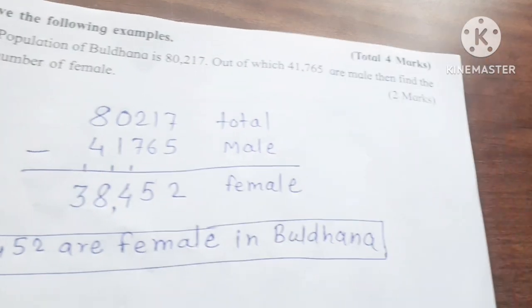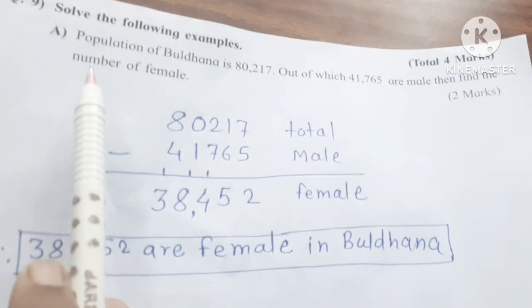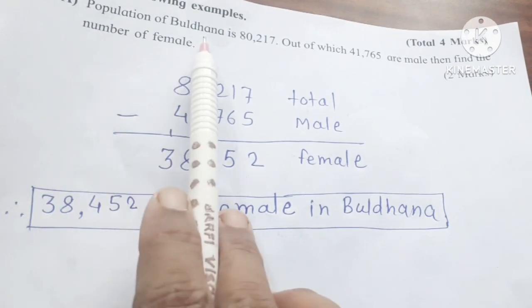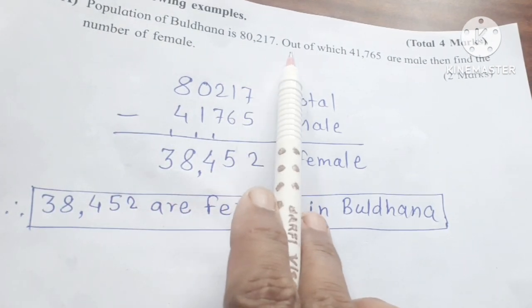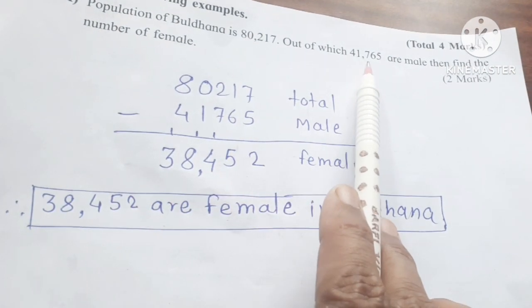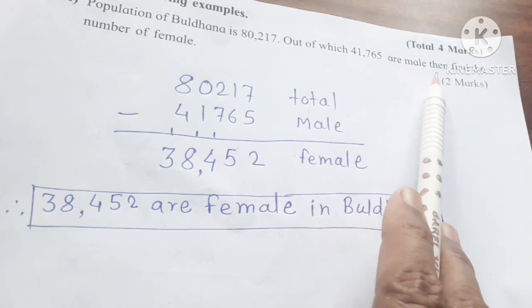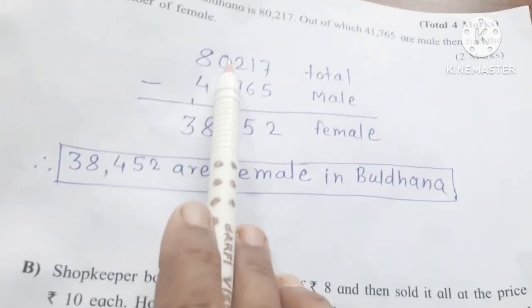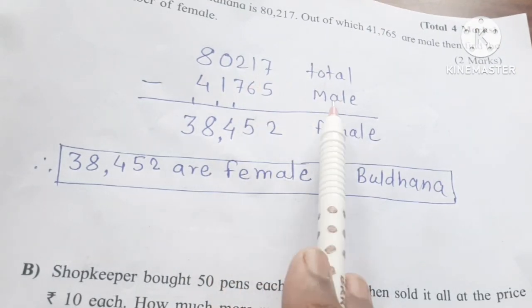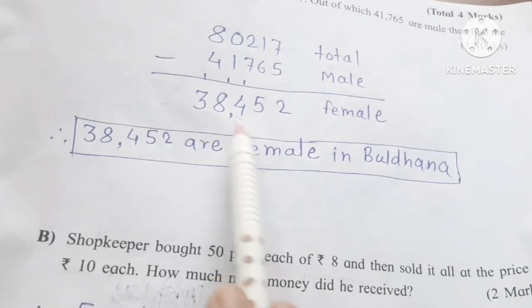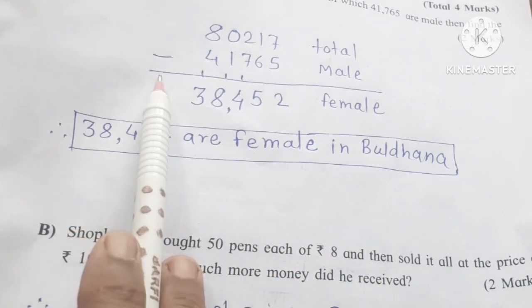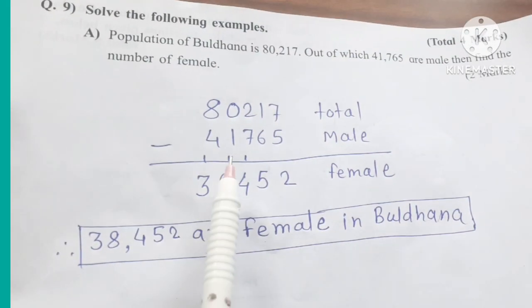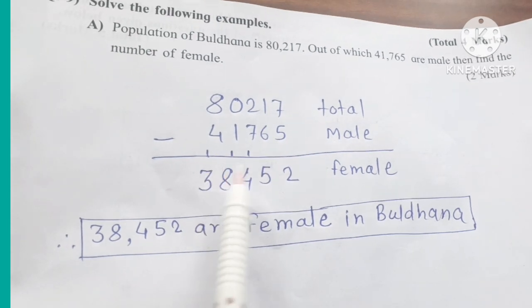Question 9. Solve the following examples. A. Population of Buldana is 80,217, out of which 41,765 are male. Then find the number of females. Here the total population of Buldana and the male number are given. We can find the females by subtraction.